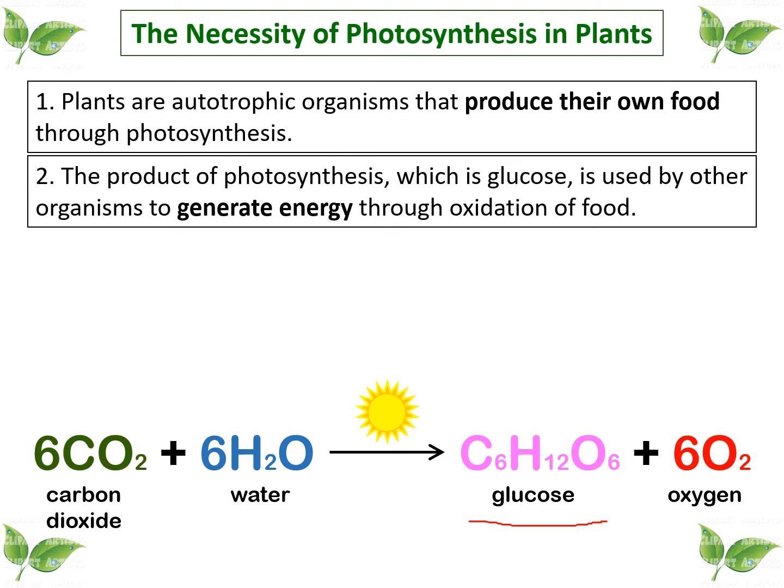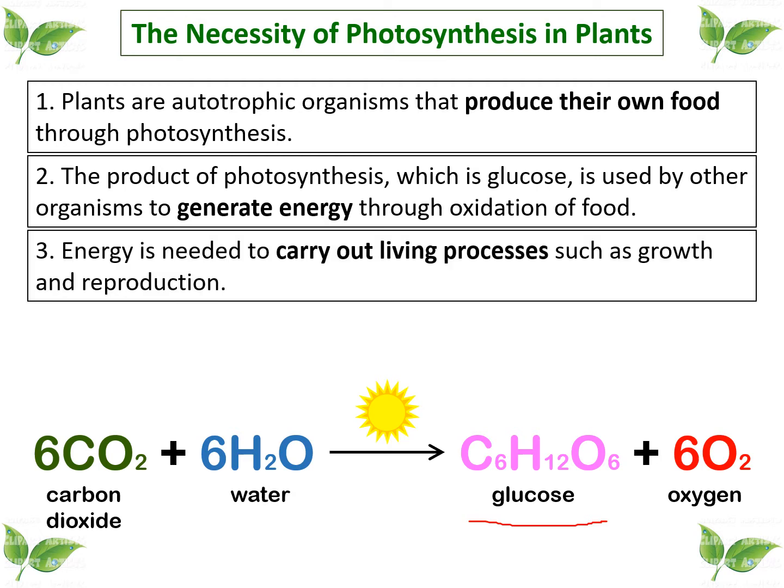So plants not only produce glucose for their own, but also for other organisms. Energy is needed to carry out living processes such as growth and reproduction. Through oxidation of foods or through oxidation of glucose, energy is generated. So in cellular respiration, this energy is needed to carry out the living processes.